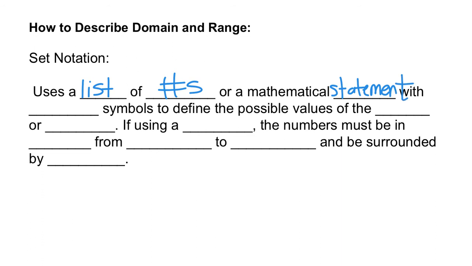So it's either going to have less than or less than or equal to. You're really going to have those two symbols to define possible values of the x or y. If you're using a list, the numbers must be in order from least to greatest.